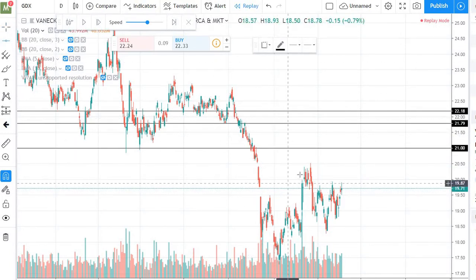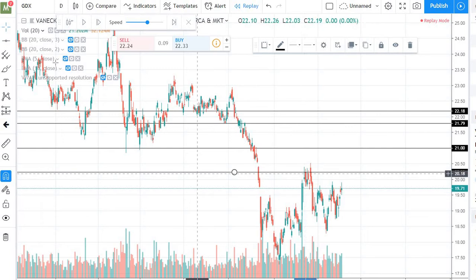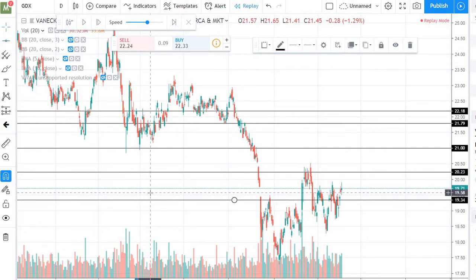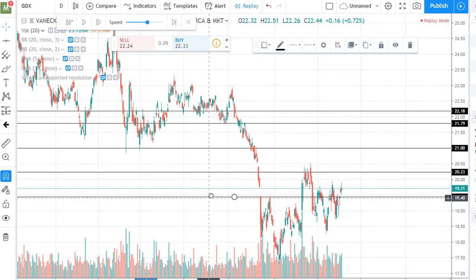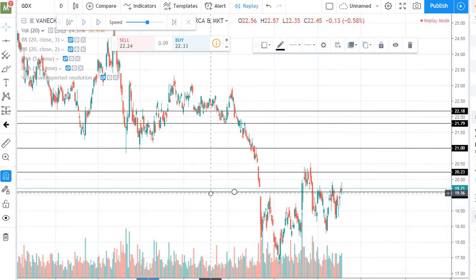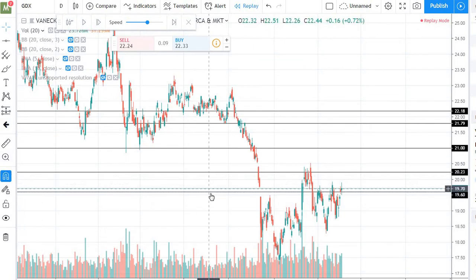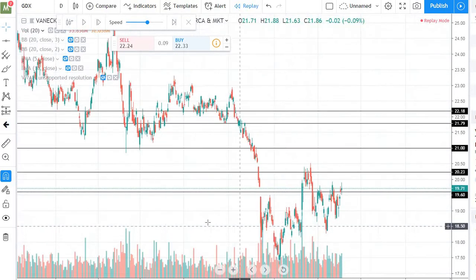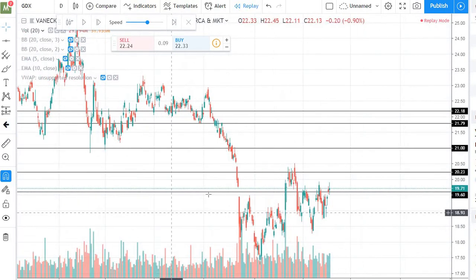We're going to draw a couple more here. There. That one's off a bit. There. This magnet tool just helps you pick out the support and resistance lines a bit easier. Really, really big fan of that.